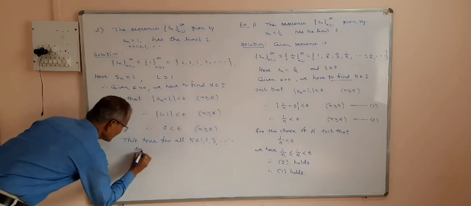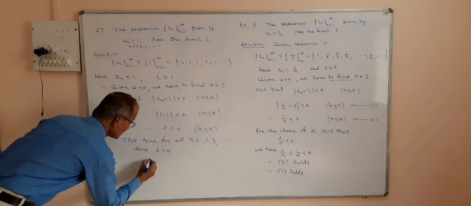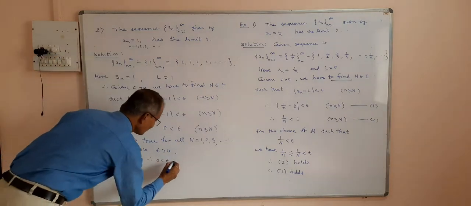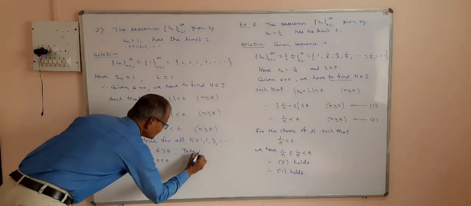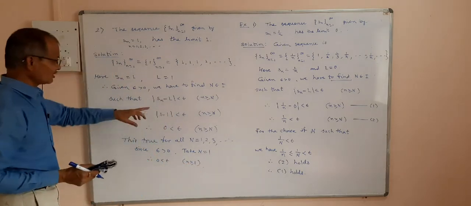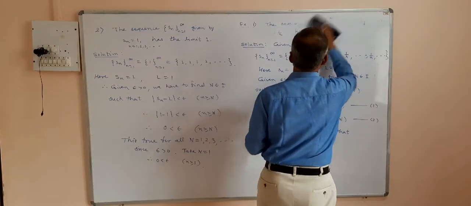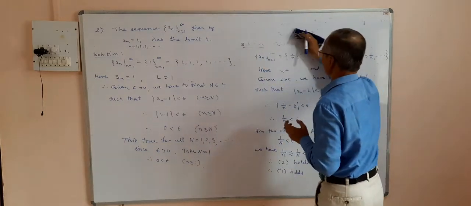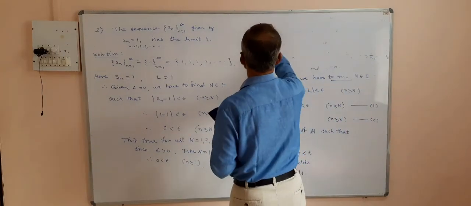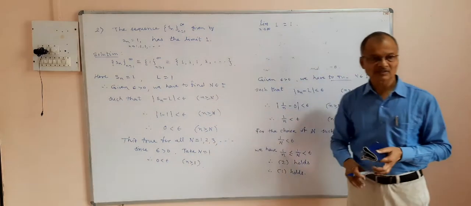Since epsilon is greater than 0, therefore 0 is less than epsilon, and we take N equal to 1, n greater than or equal to 1, and this shows that the limit of Sn is equal to 1. So that proves the result. The limit of this sequence is 1. Now a third example: limit as n tends to infinity of 1 is equal to 1. The limit of a constant is the same.